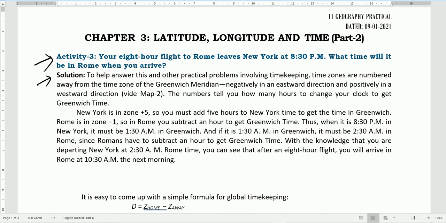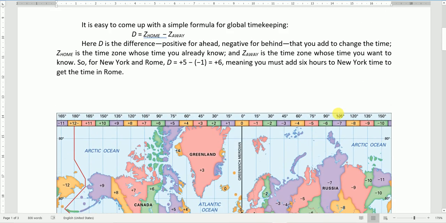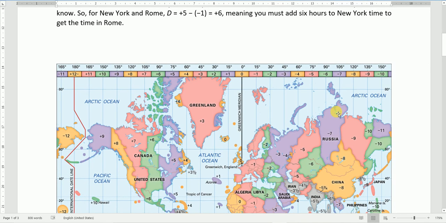To help answer these and other practical problems involving timekeeping, time zones are numbered away from the time zone of the Greenwich meridian, negatively in an eastward direction and positively in a westward direction. So let us see a map. Okay, map number 2. So here we have the Greenwich meridian.